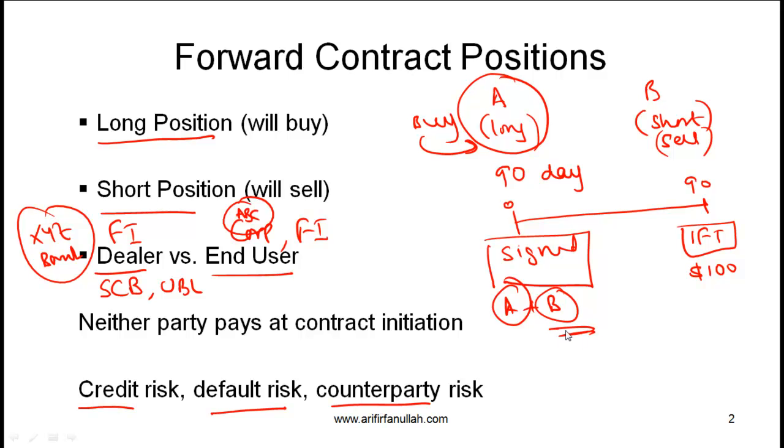because from B's perspective, what's the risk? The risk is that B will be ready to deliver the asset, but A might not be ready to make the payment. So again, the message here is that there is risk from each party's perspective, and the risk generally is called credit risk, but you will also see the terms default risk and counterparty risk. In the context of forward contracts, these three terms are essentially synonymous.